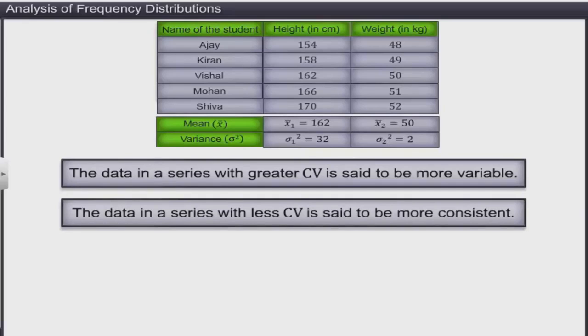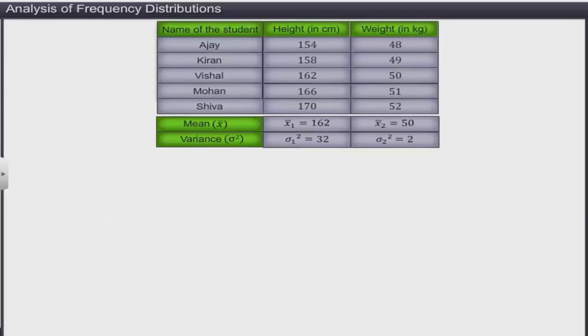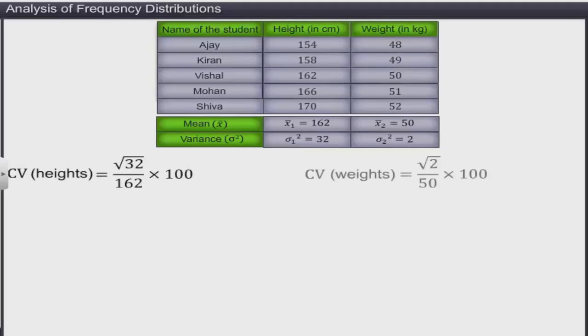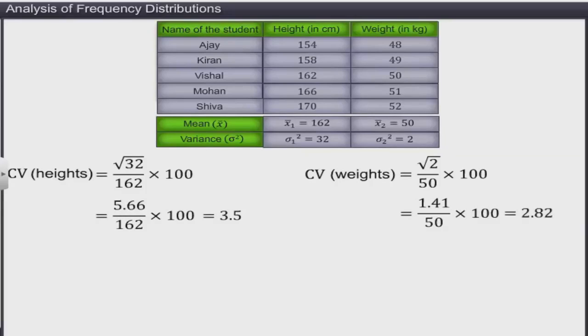Let's find the coefficients of variation for the given data. The coefficients of variance of the heights and weights are obtained as shown. They are obtained as 3.5 and 2.82 respectively. The CV of the heights is more than the CV of the weights. This implies that the dispersion is more in case of the heights.